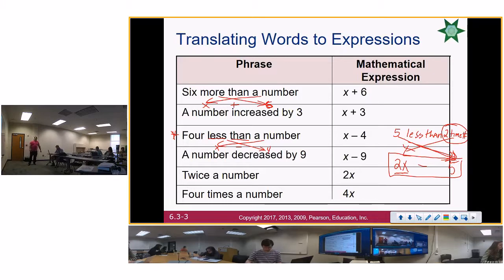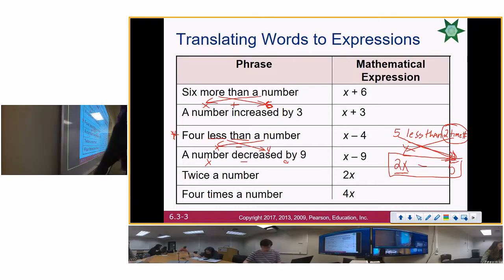A number decreased by 9. That one you don't have to crisscross, because this one's x, and this one's minus, and this is 9. You don't have to worry about the crisscross with that.